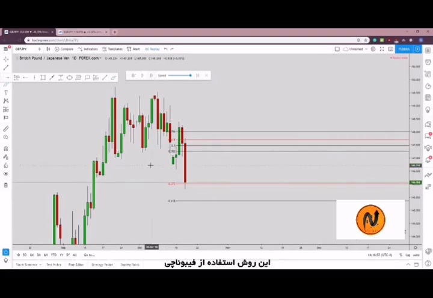This is how you're supposed to use the Fibonacci tool and how we will use it in our strategies. It's important that it's clear. If it isn't, you have my number. Just send me a message and I will help you out.